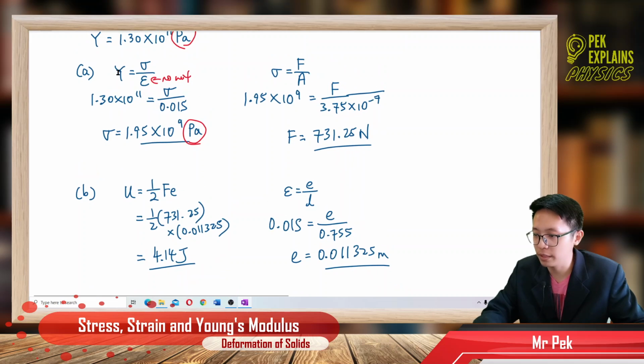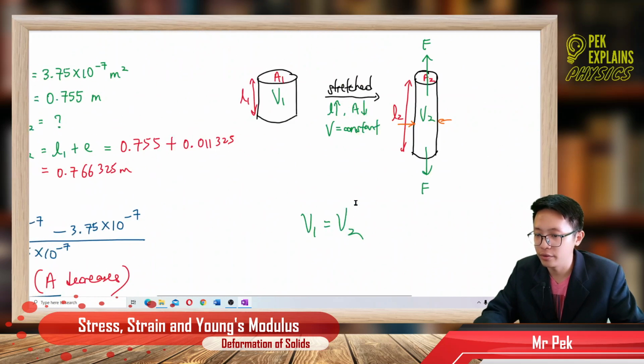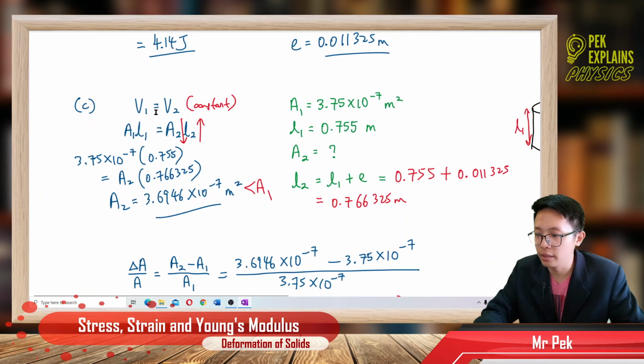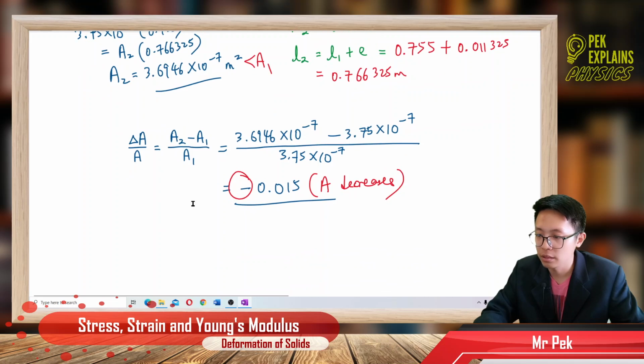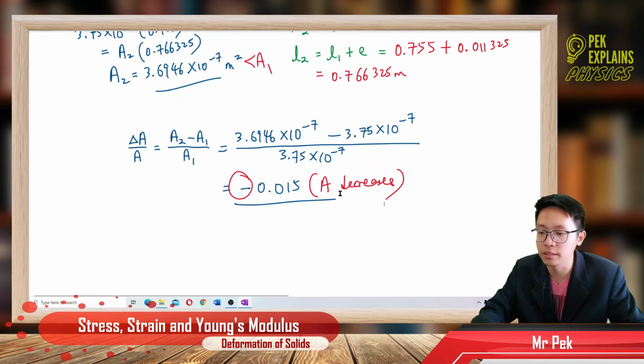Just apply all the formulas: Young modulus, stress, strain energy, strain. And remember when you stretch, the length always increases, but the area will decrease, will shrink. Volume is normally constant. Fractional change means it's a fraction, and on the top is the change in the area divided by the original value. A negative fractional change shows that something is decreasing.